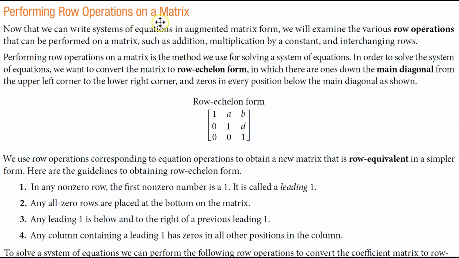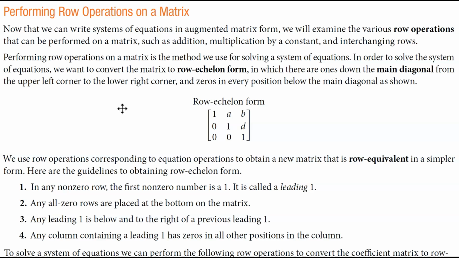Now, performing row operations on a matrix. Now that we can write systems of equations in augmented matrix form, we will examine the various row operations that can be performed on a matrix, such as addition, multiplication by a constant, and interchanging rows. Performing row operations on a matrix is the method we use for solving systems of equations.